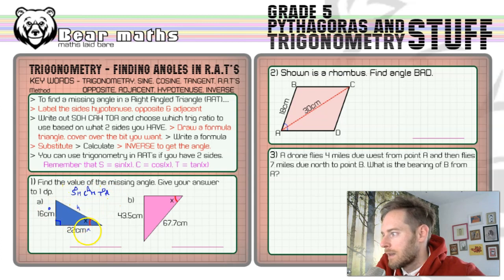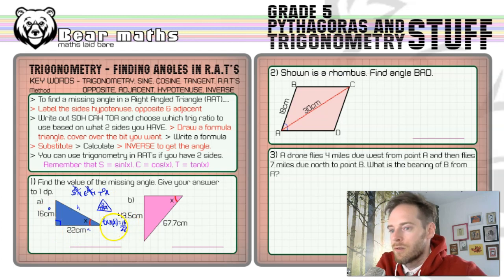So O and A are the two side lengths that we have. So we're not going to use this or this, we're going to use this one because that's got O and A in it. Write out your TOA triangle, T-O-A. And that's a little multiplication symbol in there, by the way. Then you cover over the thing you want. So T is the thing you want. Remember, T stands for tan of the angle. So tan of X is equal to O over A, 16 over 22.